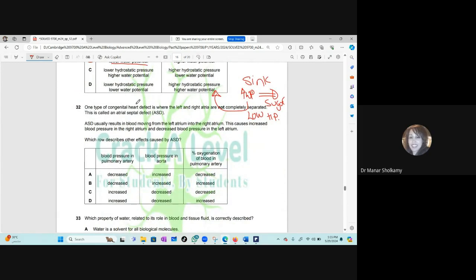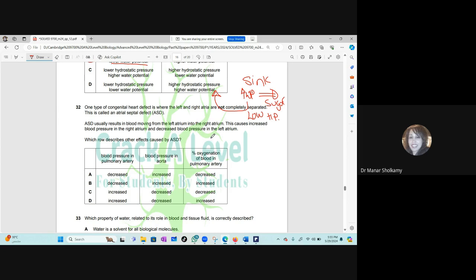One type of congenital heart defect is where the left and the right atria are not completely separated. This is called the atrial septal defect. ASD usually results in blood moving from the left atrium to the right atrium. This causes increased blood pressure in the right atrium and decreased blood pressure in the left atrium. Which row describes other effects caused by the atrial septal defect? The blood pressure in the pulmonary artery will increase or decrease, and the blood pressure in the aorta, and the oxygenation of blood in the pulmonary artery.